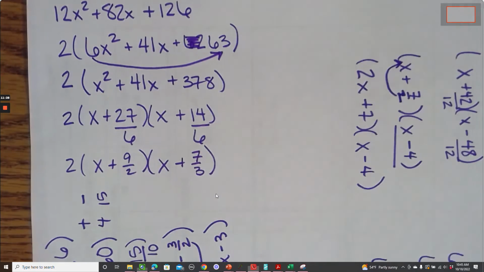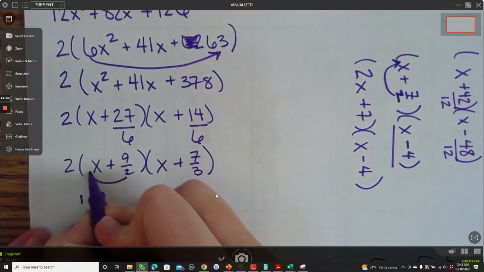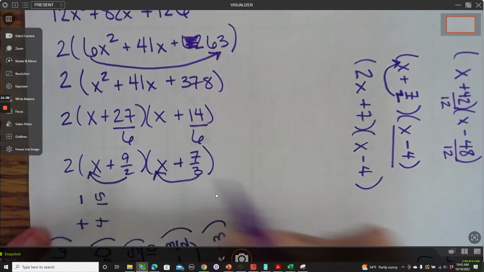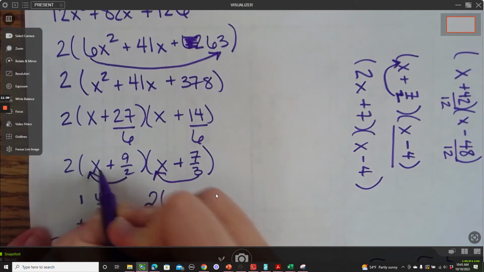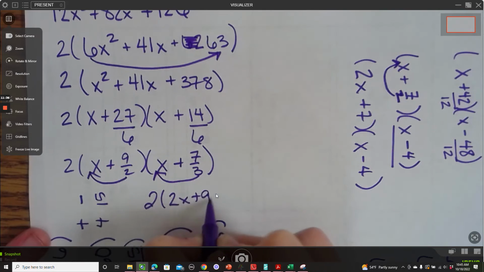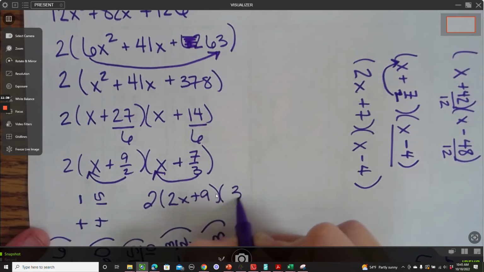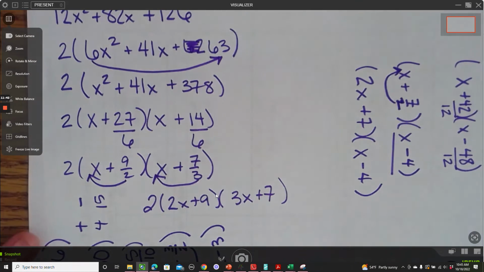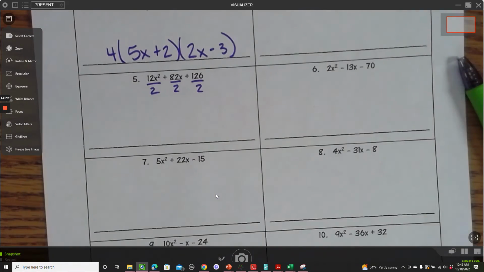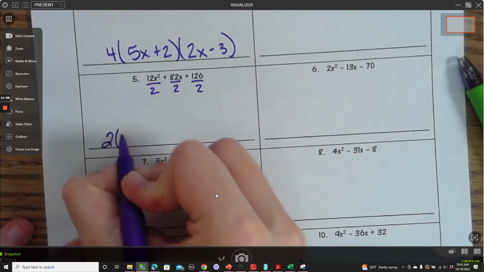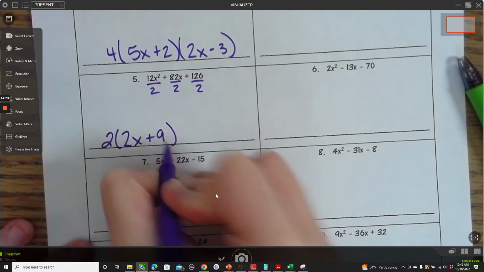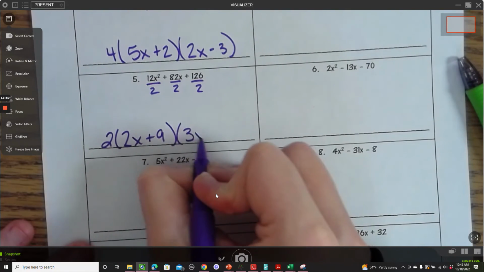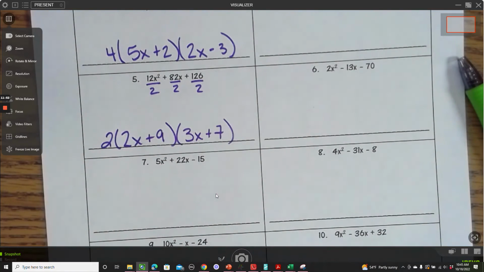And now slide those denominators back. So 2x plus 9. This one is a 3x plus 7. That's pretty easy. It is. It's just remembering the process. This one is way easier than you should have been there last year.